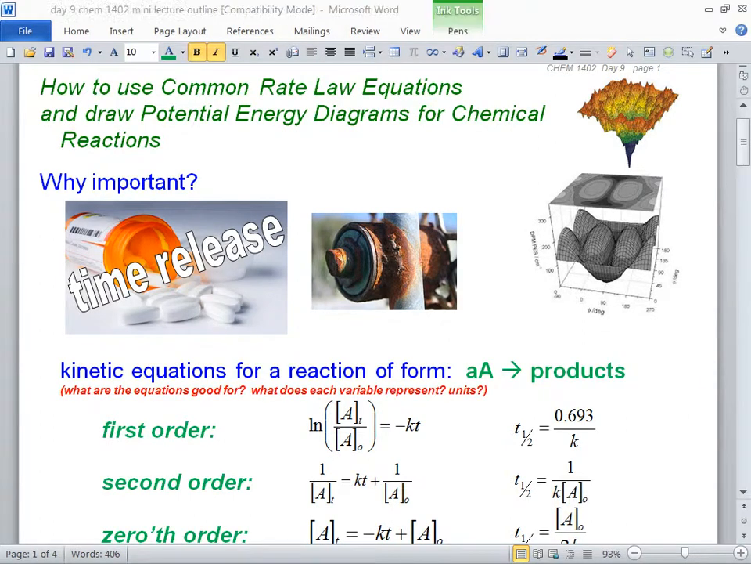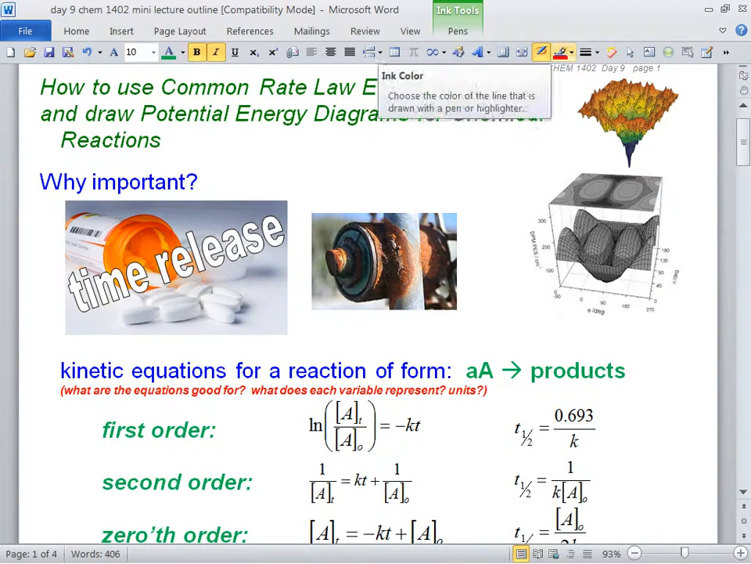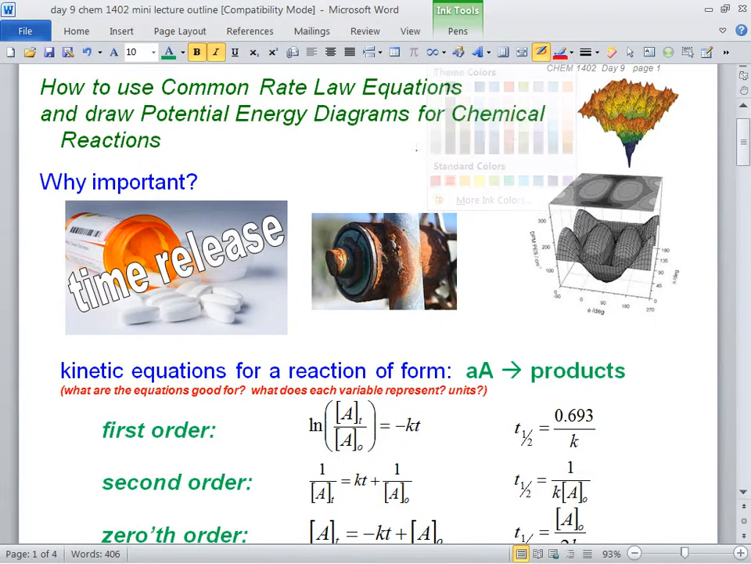So we are talking about how to use some rate law equations. How much of a compound is there over time is really what we're after. And we'll have to review some algebra to get there, and we'll do that. And that's where most of your homework is going to come from.